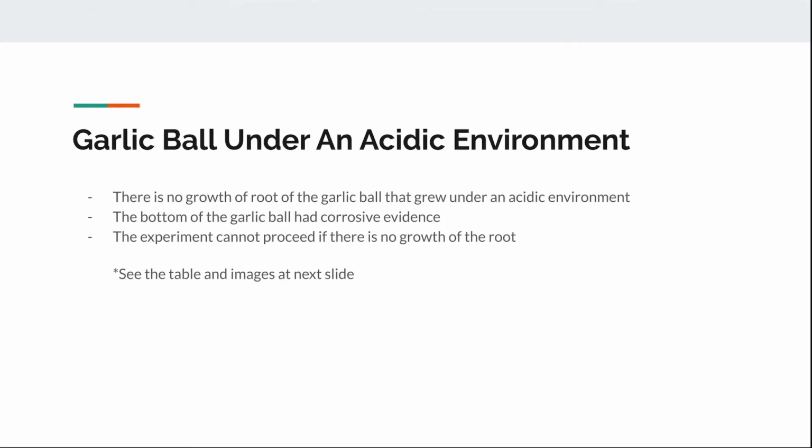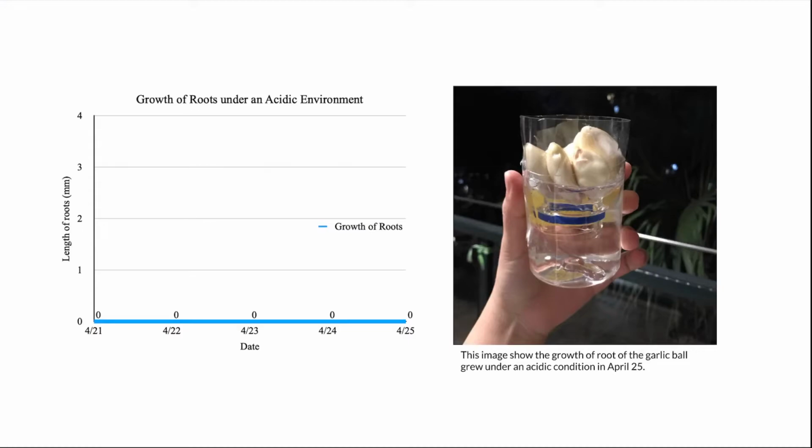I will start with the garlic ball that grew under the acidic environment. There was no growth of the roots for the garlic ball that grew under an acidic environment, which made the experiment unable to proceed. So it's one of the pieces of evidence that lowering the pH to 2.5 will limit the growth of the garlic ball. And I have the picture of my garlic ball on the last day of my experiment, which you can see has no growth.